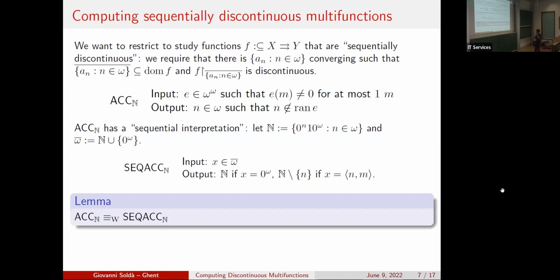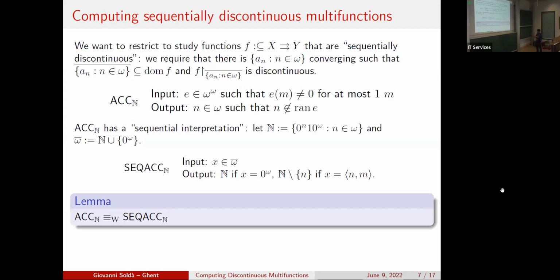So, we can define sequential ACCN as the program that takes as input any point in the closure of omega, and as output gives me the following thing. If the input was this limit point, then we actually don't care; any point in N will be a valid output. Otherwise, the point that I want to avoid is essentially the first component of the point that I was given as input. And it is not particularly difficult to see that we actually have a Weihrauch equivalence.